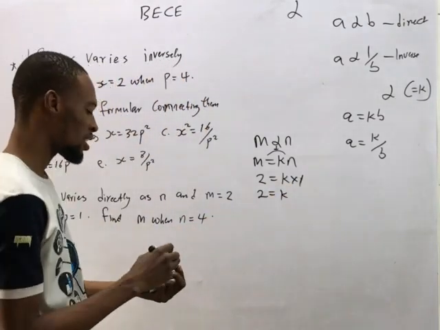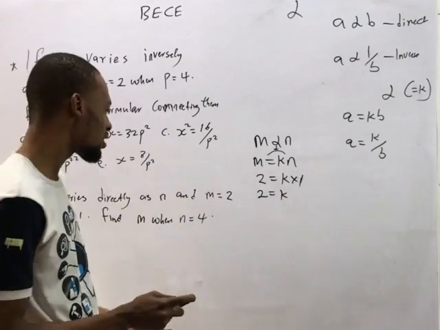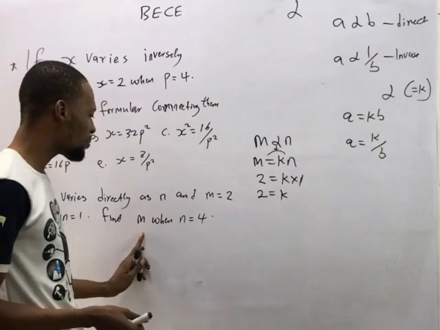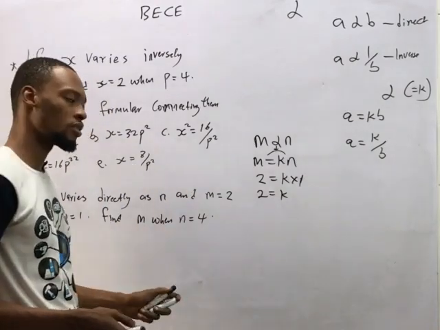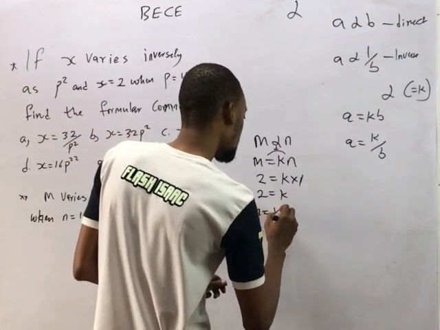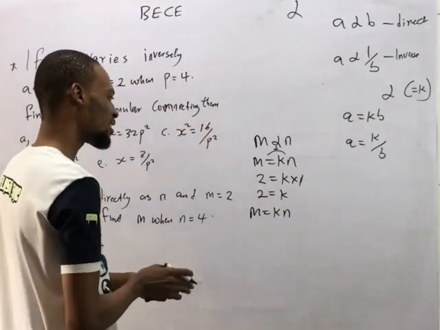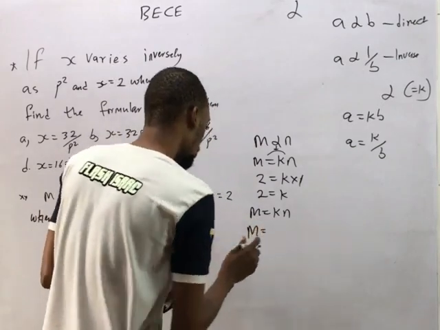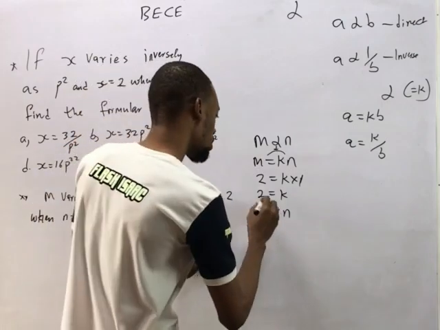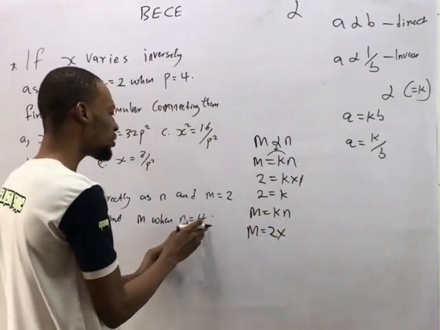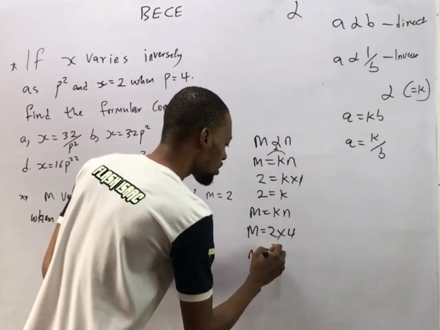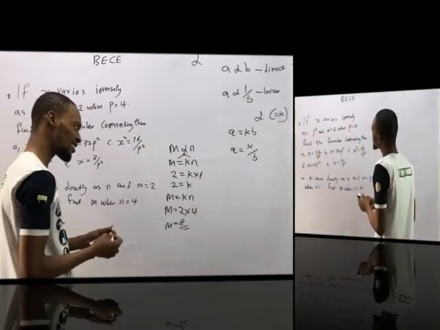We've gotten that value. Now that we have the value of K, the constant, look at what the question is now saying. It says find M when N is equal to 4. So the relationship between M and N is simply M is equal to Kn. This is the relationship. Now, we say we should find M when N is 4. And we know K is the constant, which is 2, times the new value of N, which is 4. So M is equal to 8. That's your final answer.